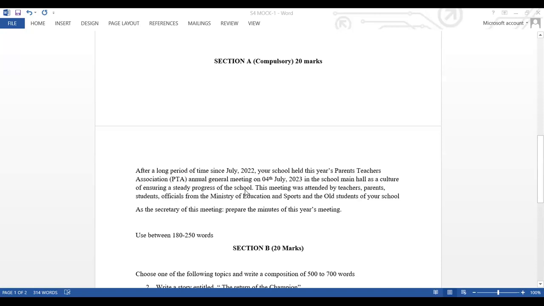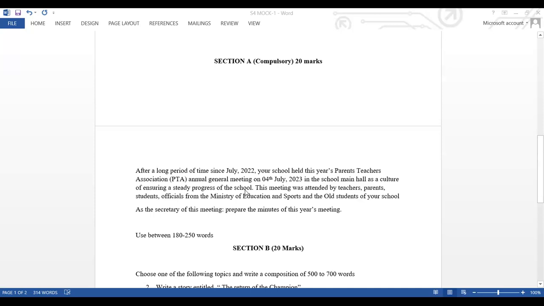One, a student must know the different aspects of an annual general meeting or a Parents Teachers Association meeting. What are some of the things that the parents talk about in meetings with the teachers of their children? So definitely they are going to talk about the daily running of the school, the academics. They are going to talk about maybe the meals. They are going to talk about discipline.